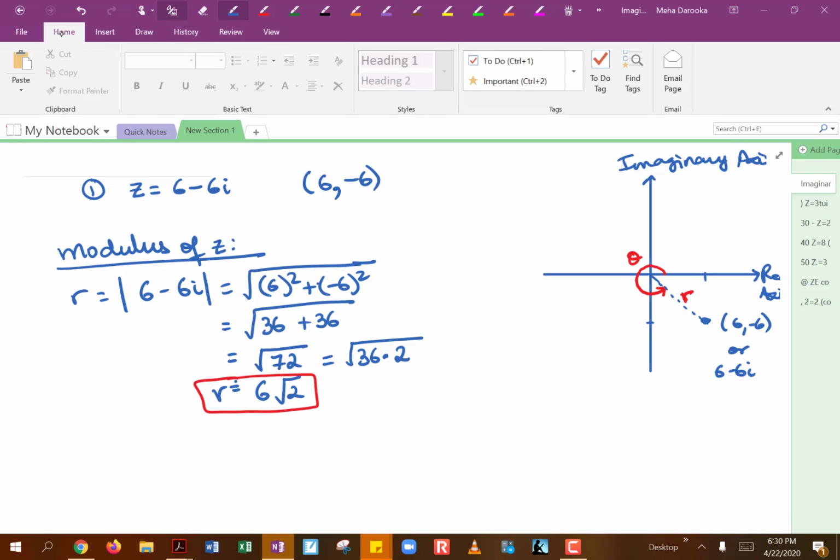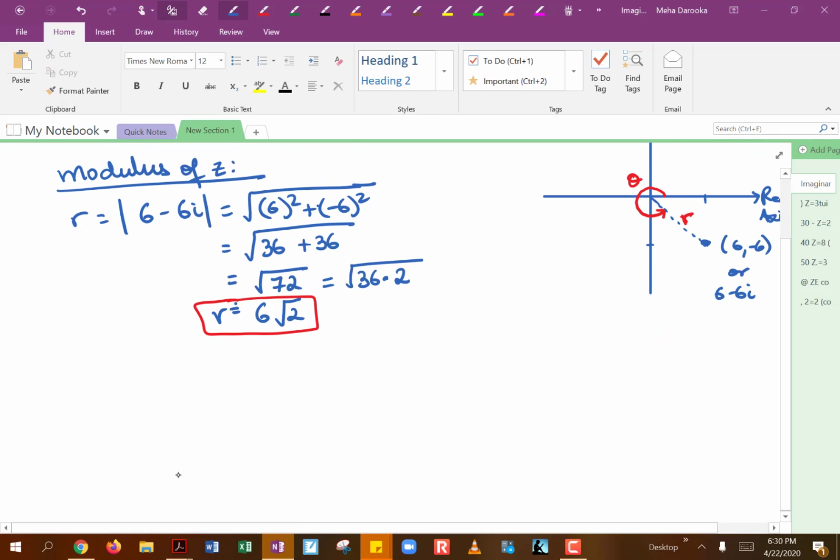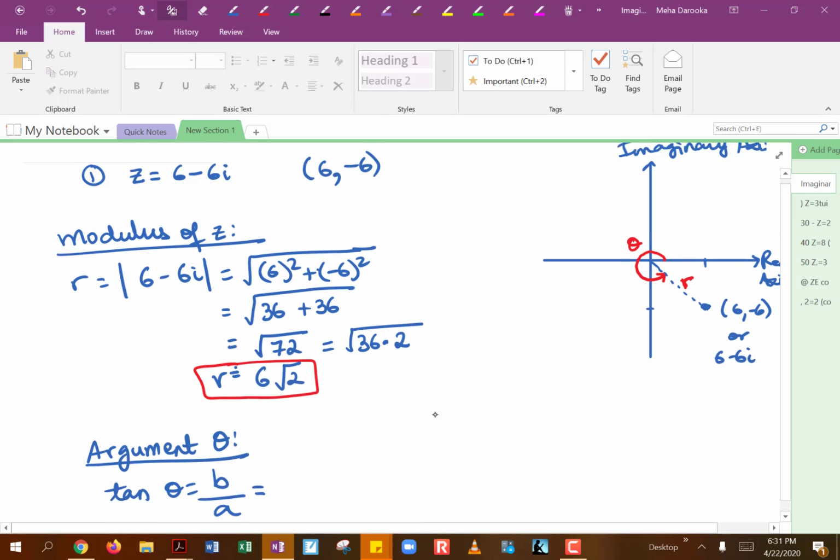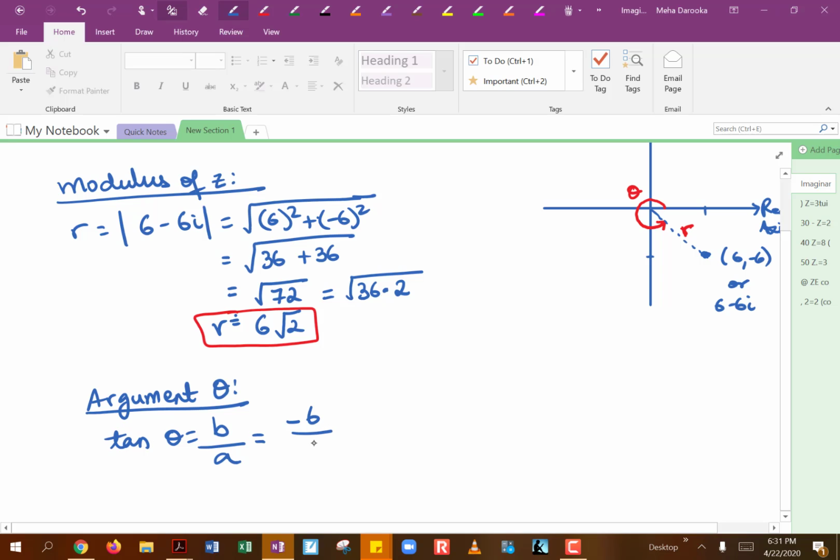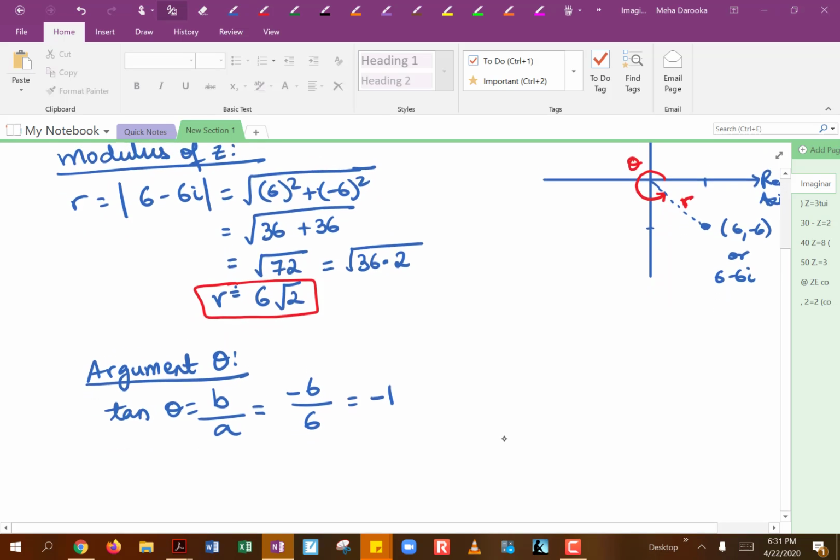Okay, now that we have found the r value, now we want to go ahead and find our theta, because that's the other thing we need here. So let's look at argument theta, and remember the relationship for theta is tangent of theta equals b over a. So our b value is negative 6, a value is 6, which of course comes out to be negative 1.